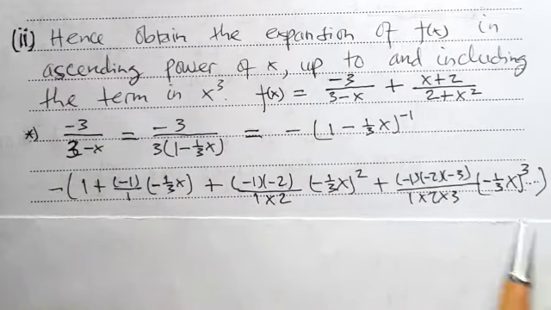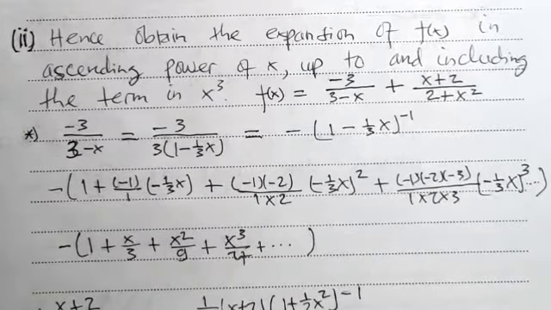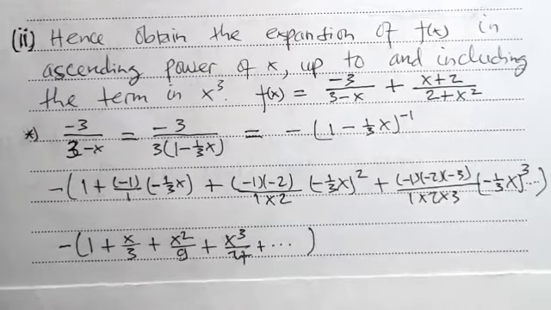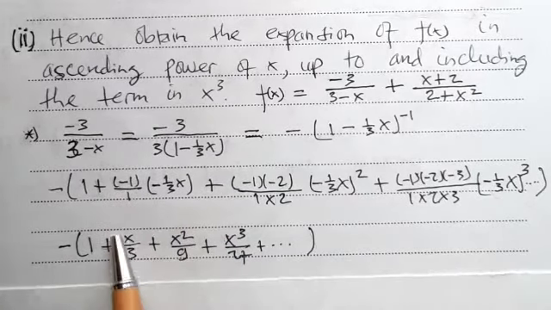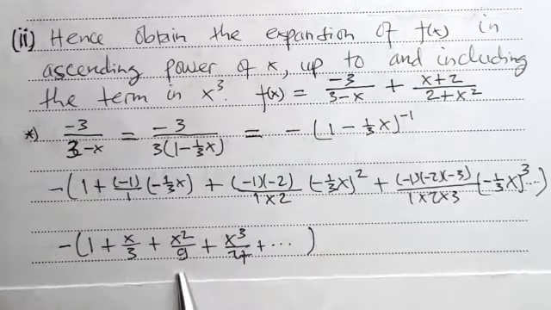Further terms have a power of x higher than 3. After simplification we obtain 1, and this becomes x over 3, and then this term x squared over 9, and this term x cubed per 27, plus etc.